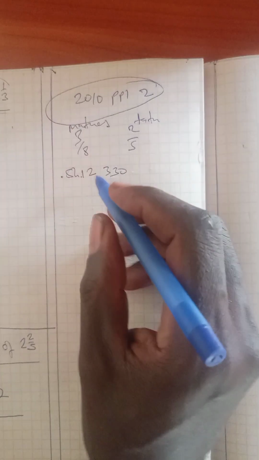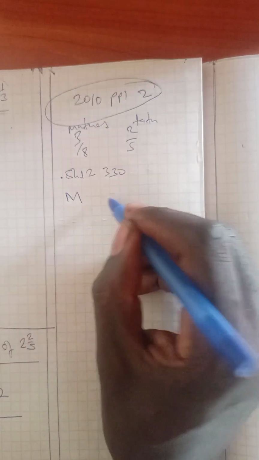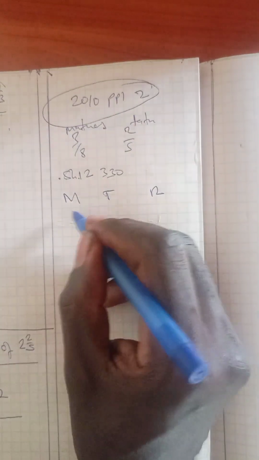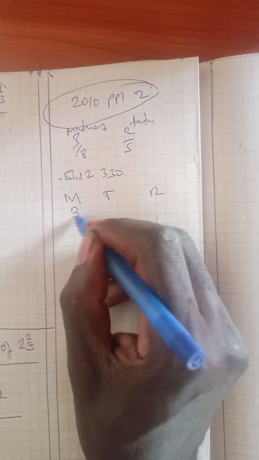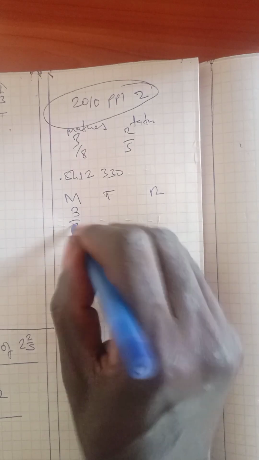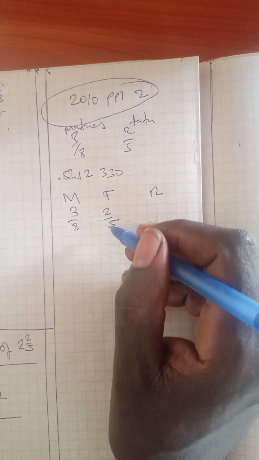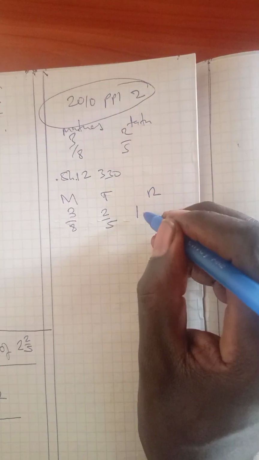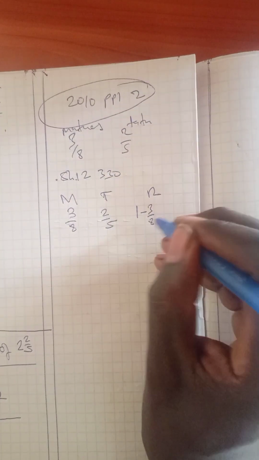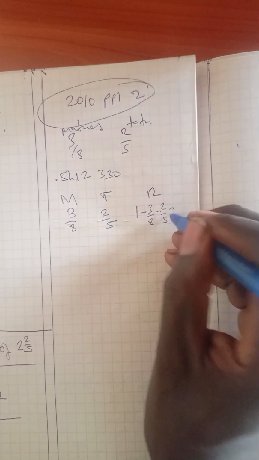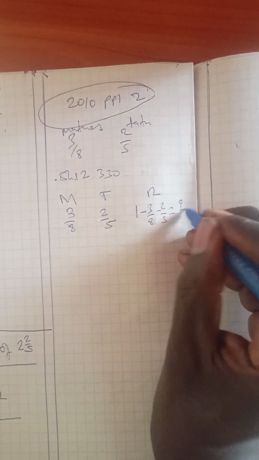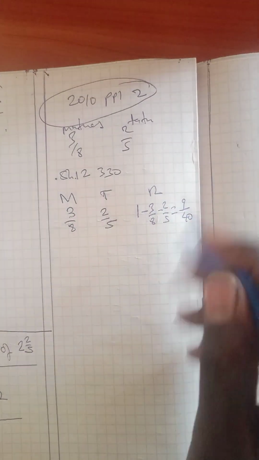Now, a question like this, we need to have some statistics. Let's have Mutua, we have Tatu, and then we have the remainder. So you are told that he spent 3 over 8 on Mutua, he spent 2 over 5 on Tatu. Now, what is the remainder? The remainder, you will take 1 minus 3 over 8 minus 2 over 5. You should be able to get 9 over 40. That's the remainder.